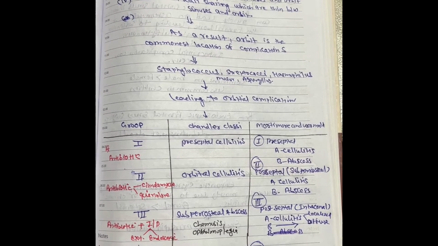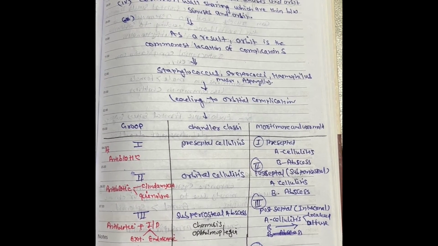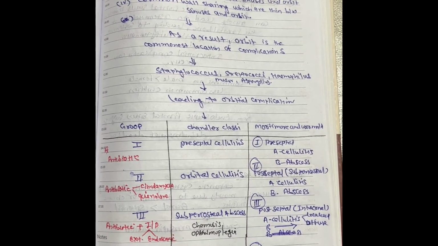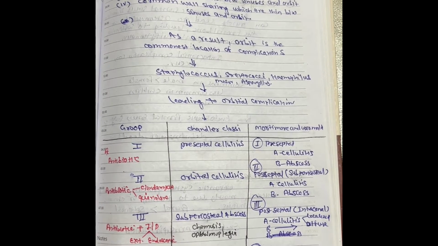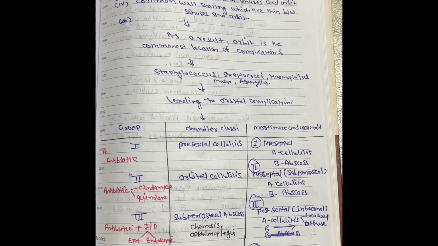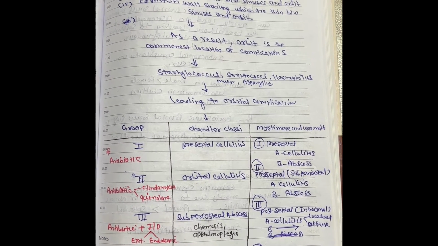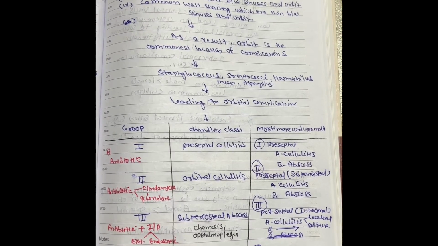According to Mortimer and Wormald, it's divided into 4 grades: preseptal, second is postseptal, third is postseptal intraconal, and the last one is intraorbital, that is orbital abscess. So these are the common classifications. What we follow is the Chandler classification. This is very common to handle.